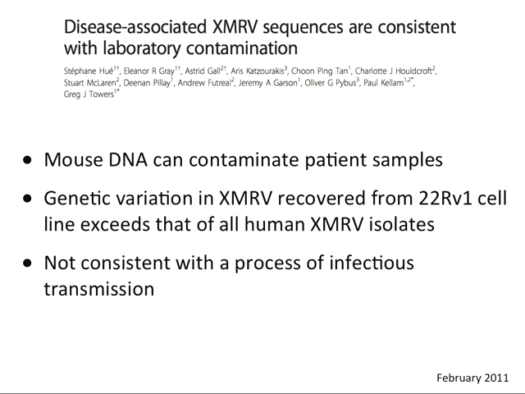The fourth study that came out in the same journal, February 2011, was titled disease-associated sequences are consistent with laboratory contamination. They also found that mouse DNA can contaminate patient samples, but they also sequenced the XMRV from that prostate tumor cell line. Remember 22Rv1? It's made by passing a human prostate tumor through mice. They sequenced multiple isolates of this virus and said the variation they found in all the viruses sequenced from the cell line is greater than all the variation observed in the human isolates from prostate cancer and from chronic fatigue syndrome. And so they said this isn't consistent with a process of transmission among humans. The virus should vary more. It's more likely to be contamination.